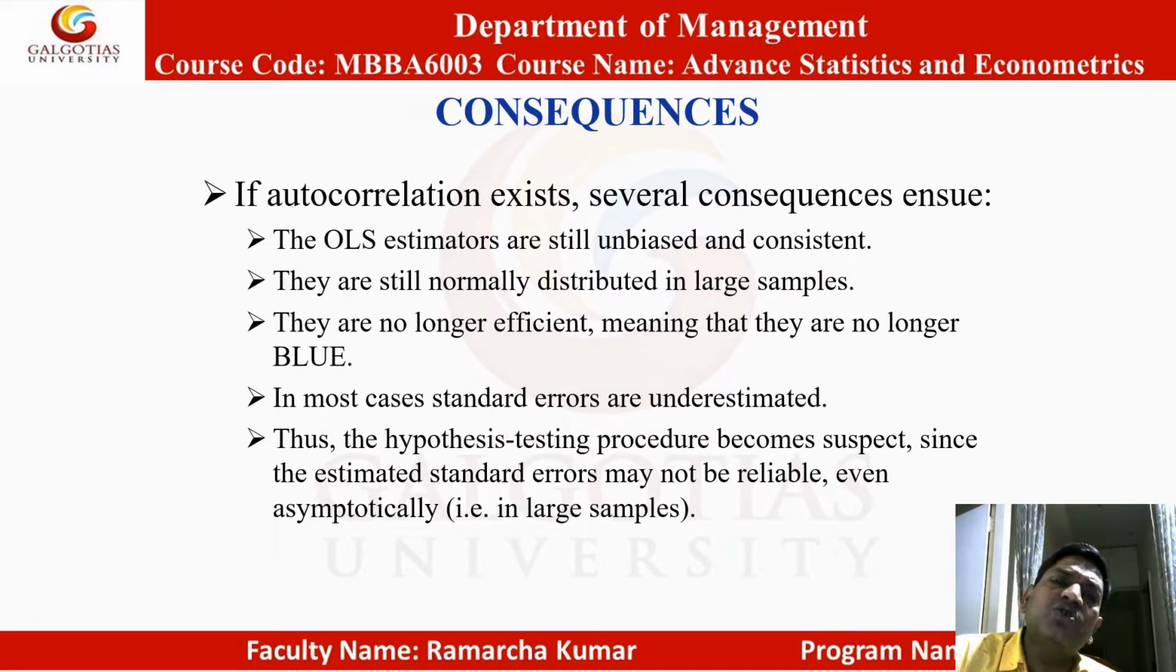Consequences: if autocorrelation exists, several consequences ensue. The OLS estimators are still unbiased and consistent. They are still normally distributed in large samples, but they are no longer efficient, meaning they are no longer BLUE. In most cases, standard errors are underestimated. Thus, the hypothesis testing procedure becomes suspect, since the estimated standard error may not be reliable even asymptotically in large samples.